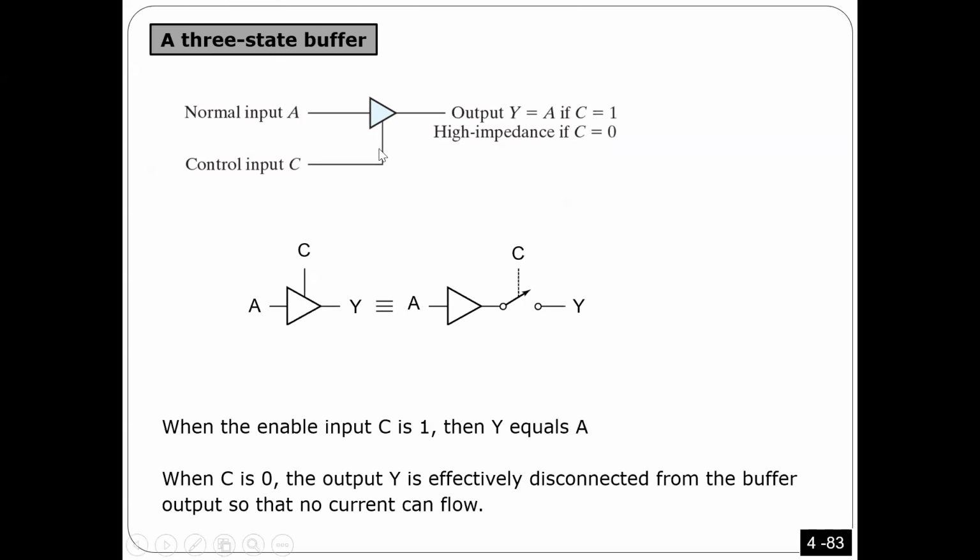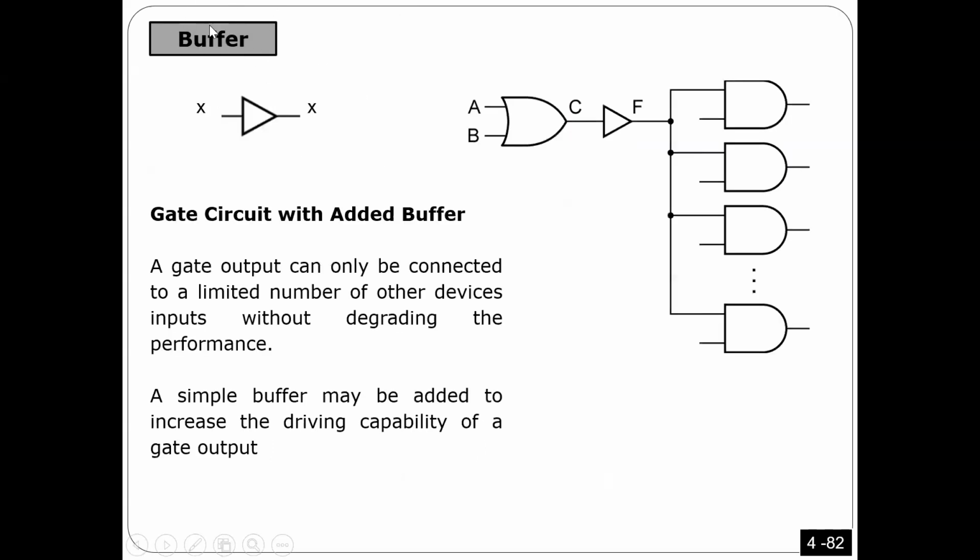Before I go to the twisted buffer, I want to define a buffer first. So we have a device we call a buffer. This is how it looks, just a triangle this way. You can see it is very close to an inverter, but in an inverter we put a bubble here. This one does not have a bubble. So this device is called a buffer.